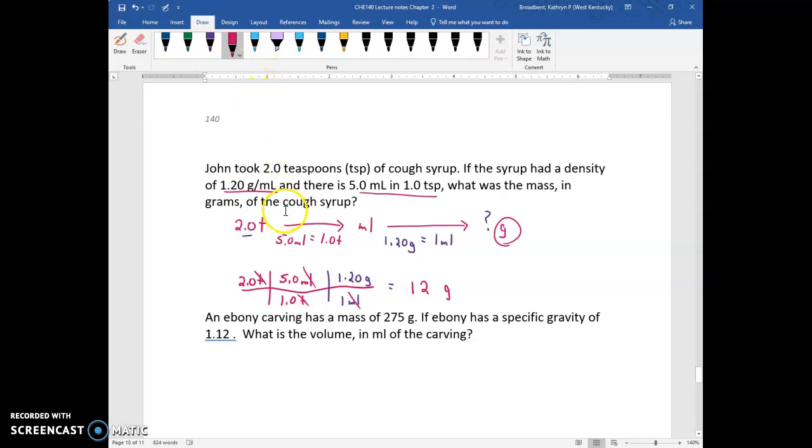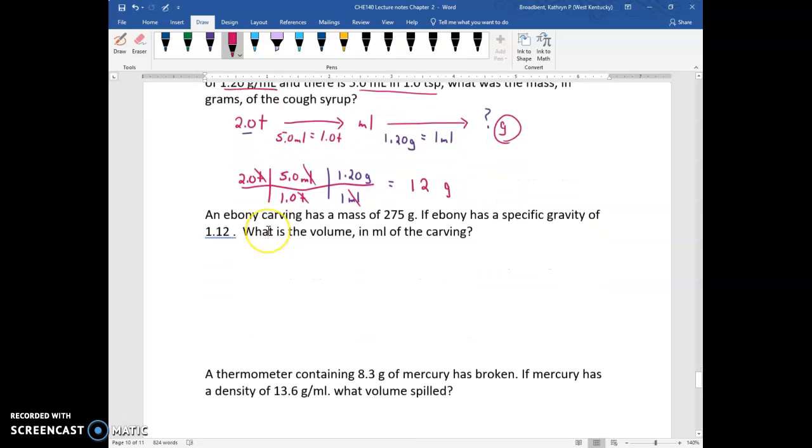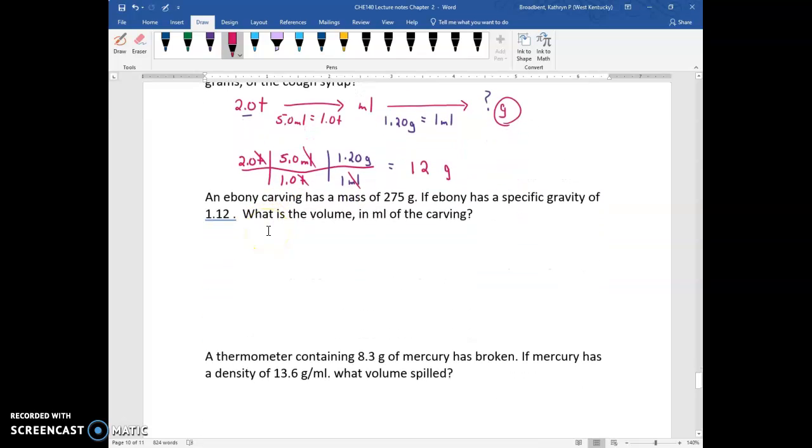It's a good time to stop and do the ebony carving one before I get started on it. All right, the ebony carving has a mass of 275 grams. I, as you will discover, like very much to set up a table. So I'm going to do the mass is equal to 275 grams. The ebony has a specific gravity of 1.12 grams per milliliter. So we're going to just say that that's a density.